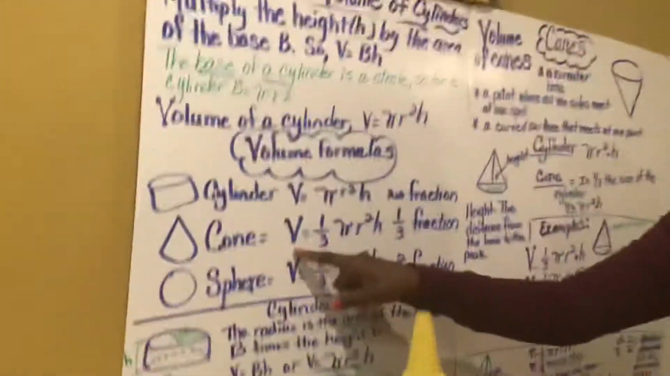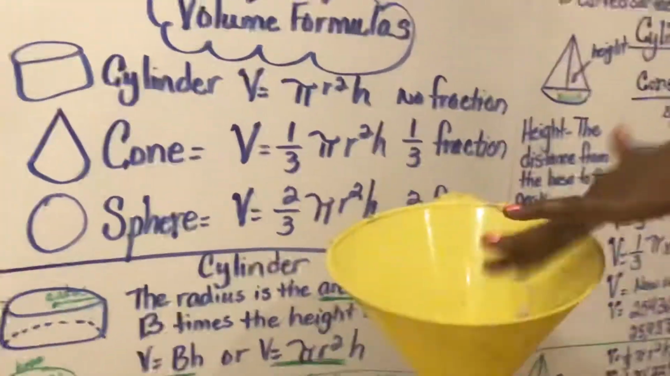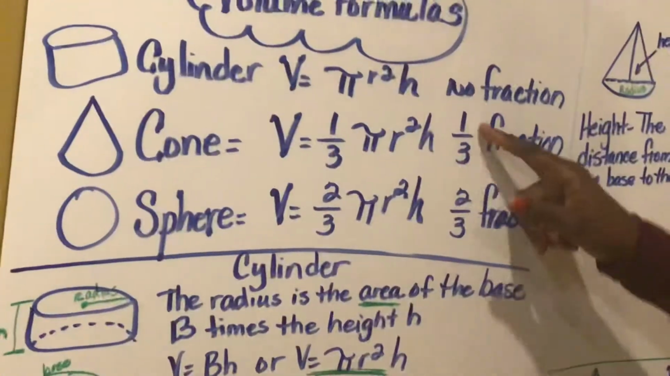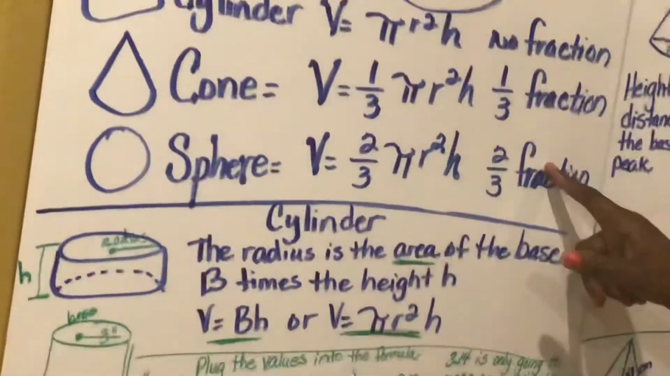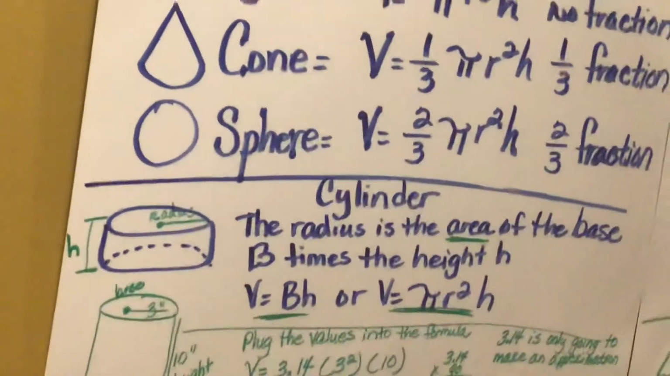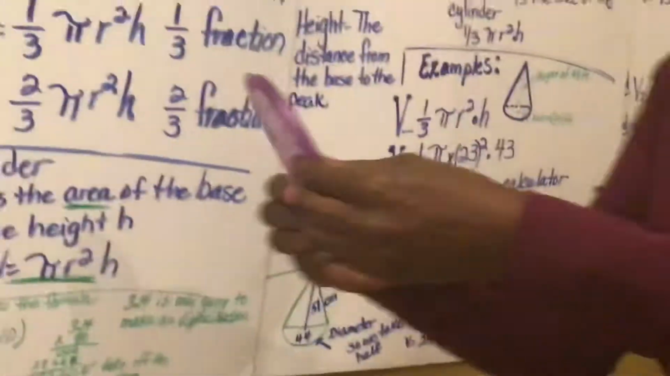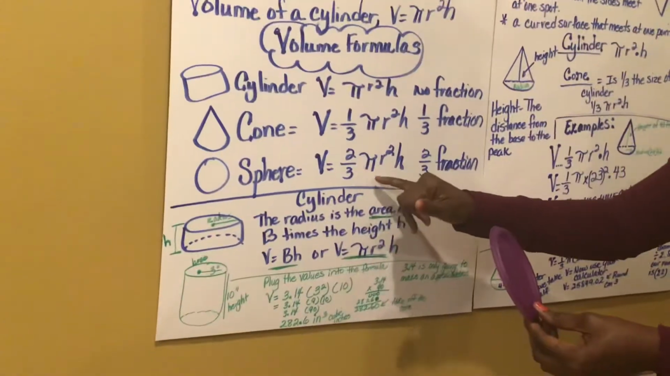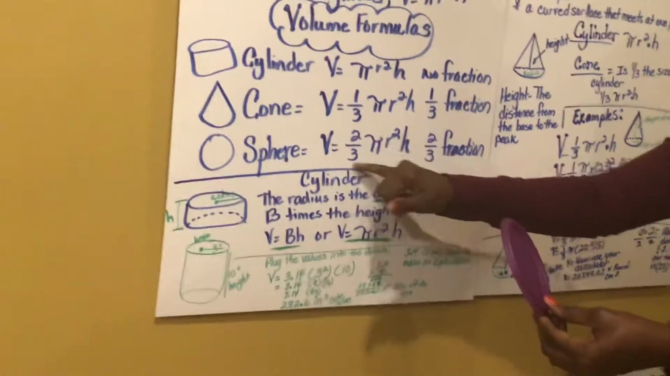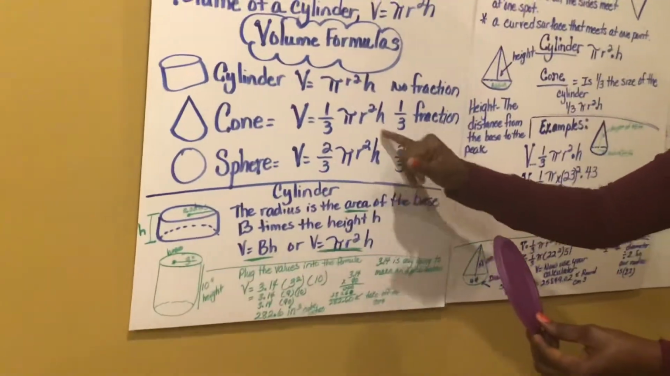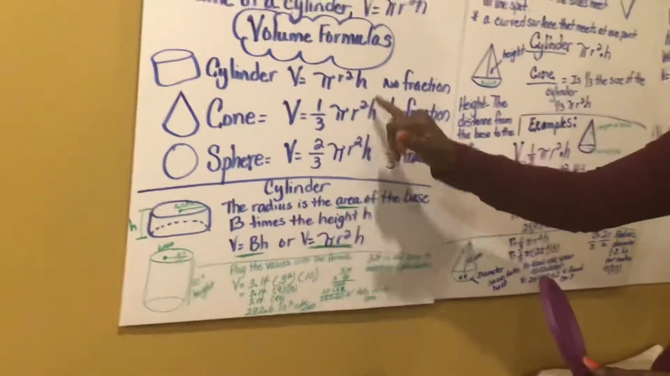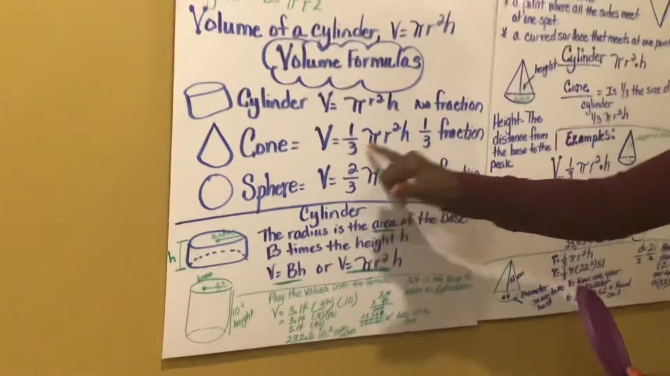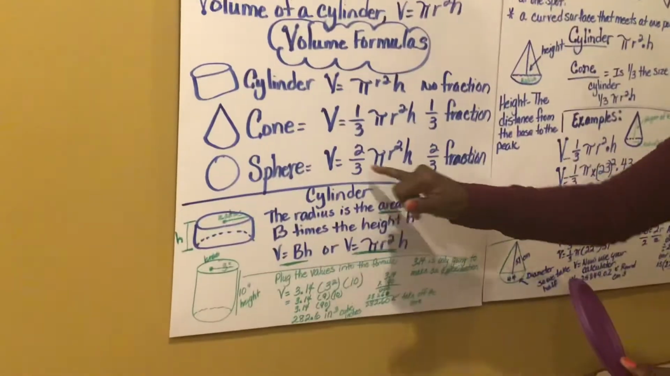So for a cone, to find the volume, which is how much it would contain on the inside, that would be 1/3 pi r squared times the height, and there is a fraction. The 1/3 is the fraction. A sphere is like a circle, oval shape. Volume equals 2/3, so you're going to use this fraction, 2/3 pi r squared. Notice that you keep the r squared and the height, but the fractions are different between the cone and the sphere.